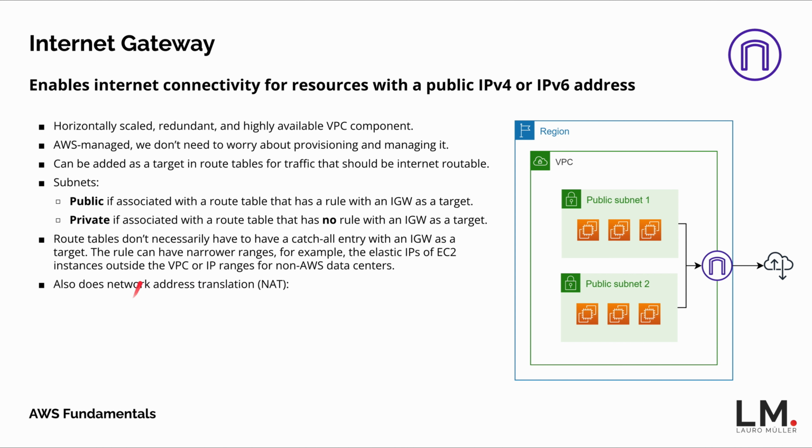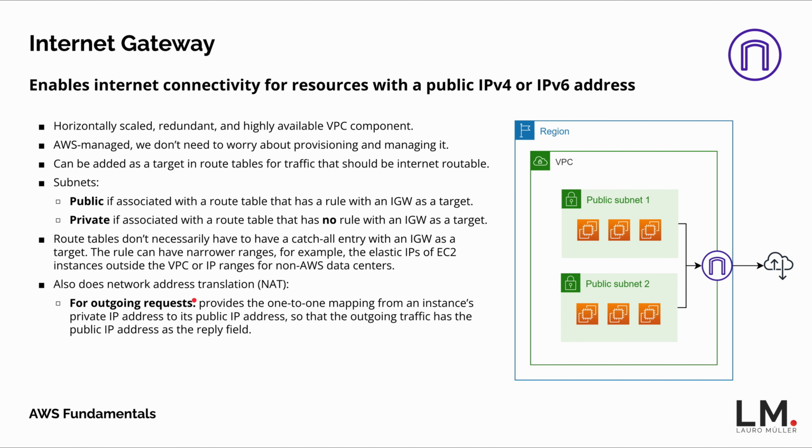All right, so Internet Gateway also does the network address translation. Okay, so it's not because we have a NAT Gateway or a NAT instance that Internet Gateway doesn't do NAT. It also does network address translation, and what happens is that for outgoing requests, the Internet Gateway provides the one-to-one mapping from an instance's private IP address to its public IP address, so that the outgoing traffic has the public IP address as the reply field.